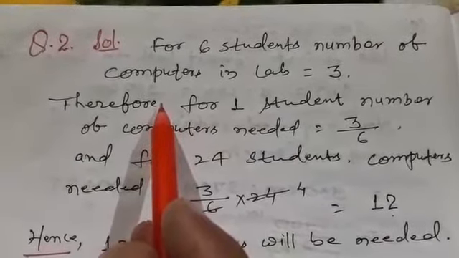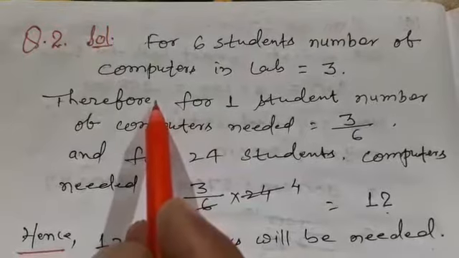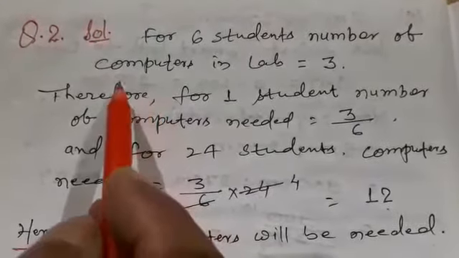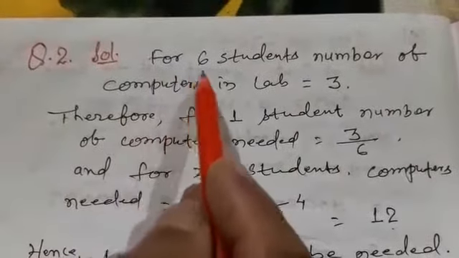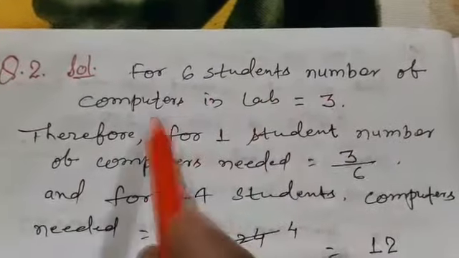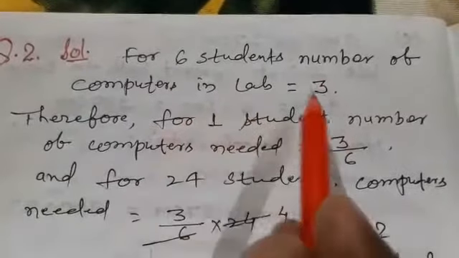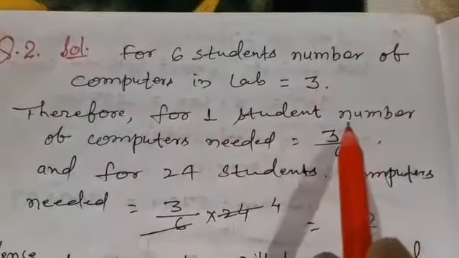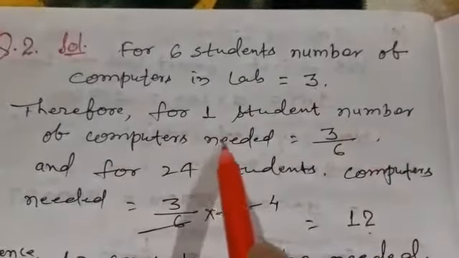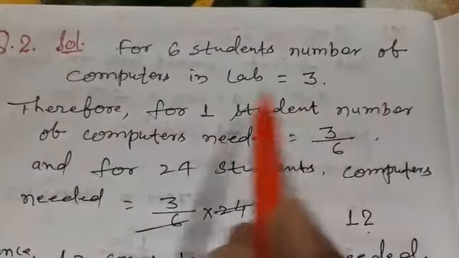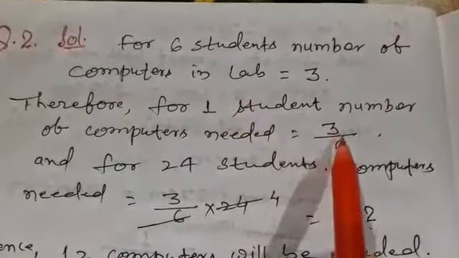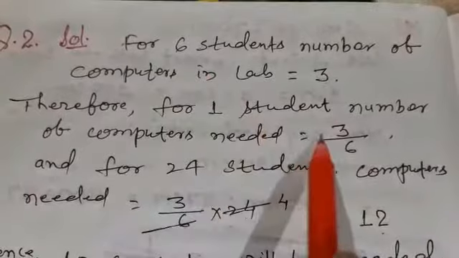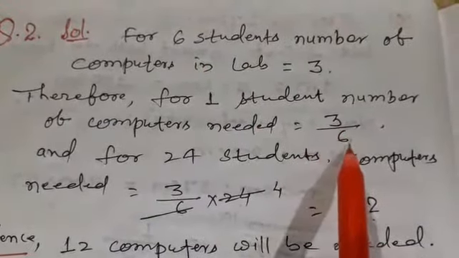Dear students, you see the question from your NCERT book. It is question number second from exercise 8.1. Now we solve it. For 6 students, the number of computers in the lab is equal to 3. It is given. Therefore, for one student the number of computers needed is equal to 3 by 6. It is the unitary method. So 3 becomes the numerator and 6 becomes the denominator. We write it in this way, 3 by 6.